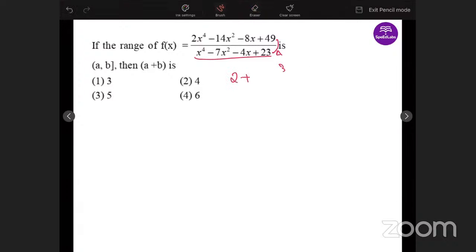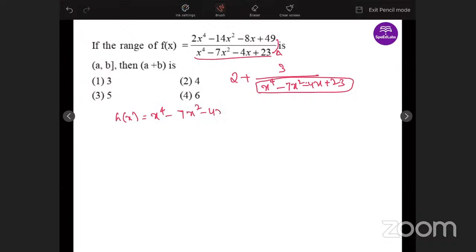Yes. 2 plus 3 upon x power 4 minus 7x square minus 4x plus 23, right? Yes, sir. Now, what is the next thing that we can do? Based on this, what can we get? Here I can consider this as h of x. If I consider it as h of x, it will be x raised to 4 minus 7x square minus 4x plus 23. So if I split this into quadratics, what would be the answer now?